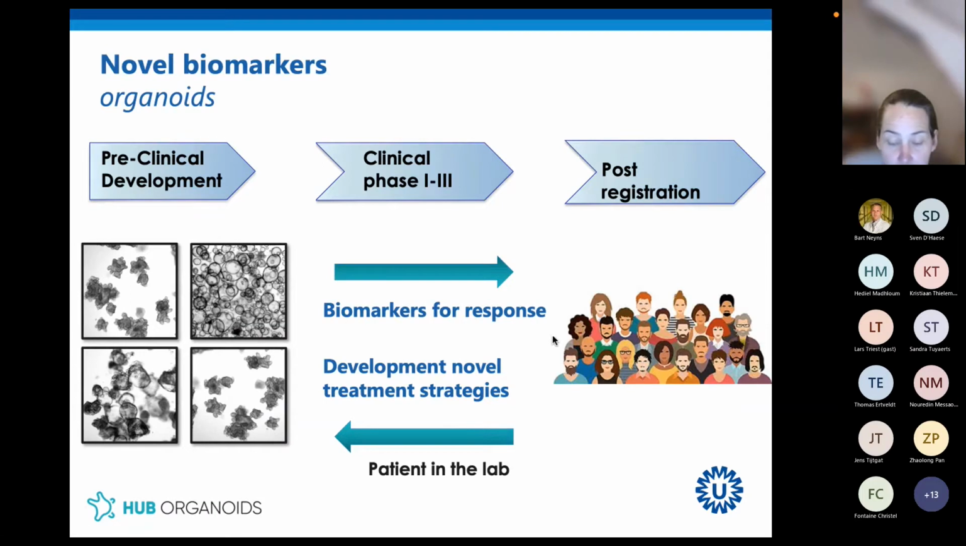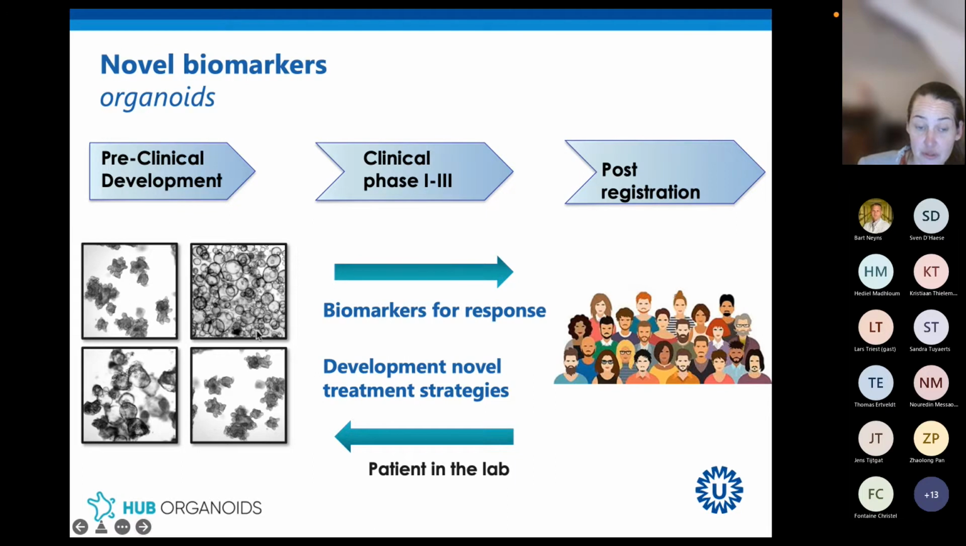Another novel biomarker, which I work with quite a lot in trials, is organoids. Well, what is an organoid? An organoid is a mini tumor, a living tumor in the lab. So what we do is we take a biopsy of a patient, or we use the resection specimen, and then we culture these 3D mini tumors called organoids in the lab. And you can use them for different purposes.